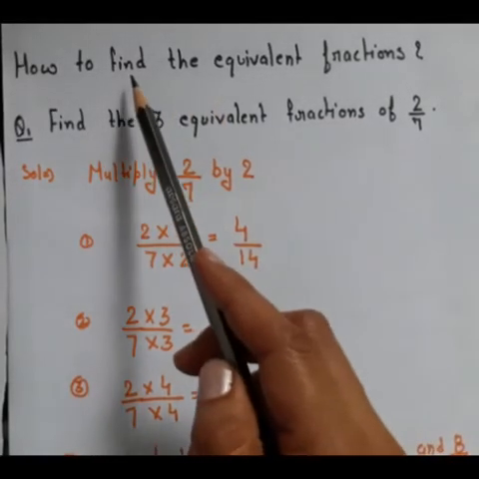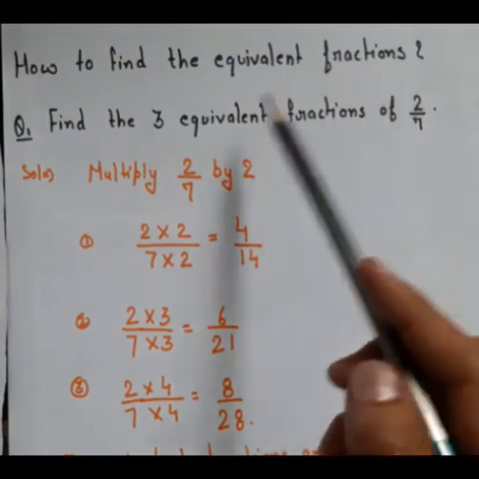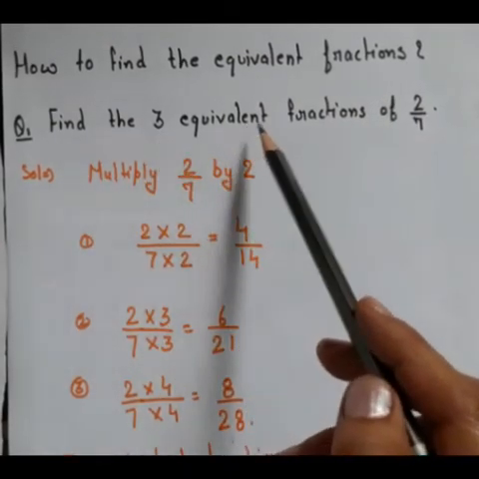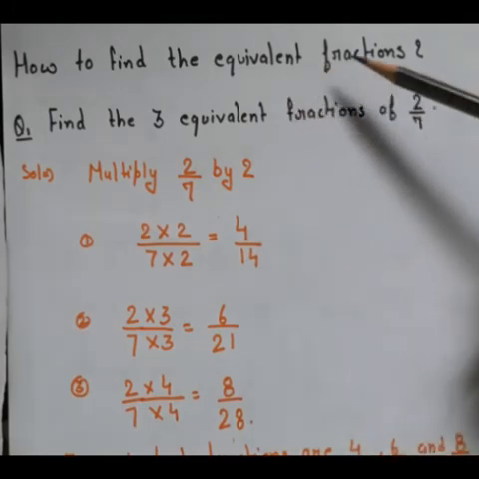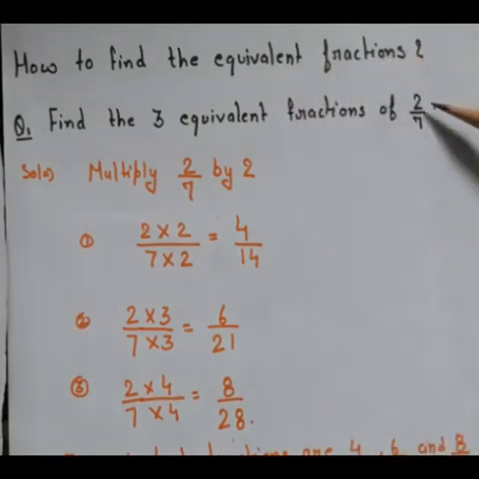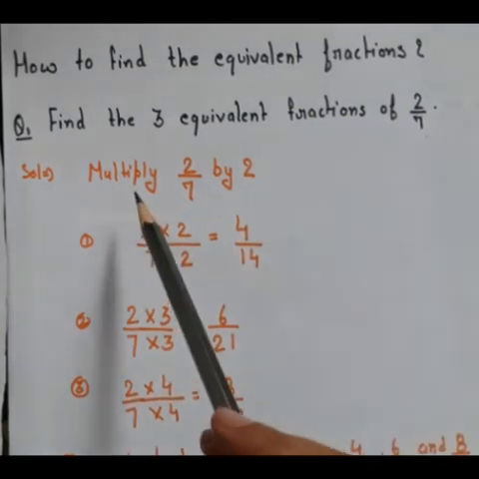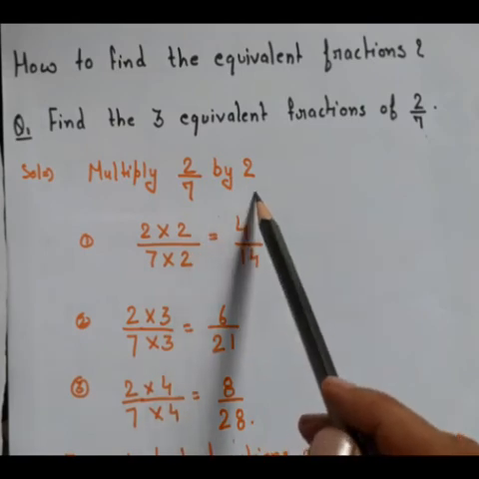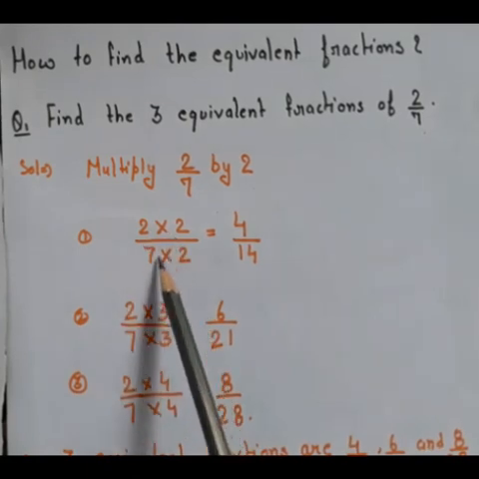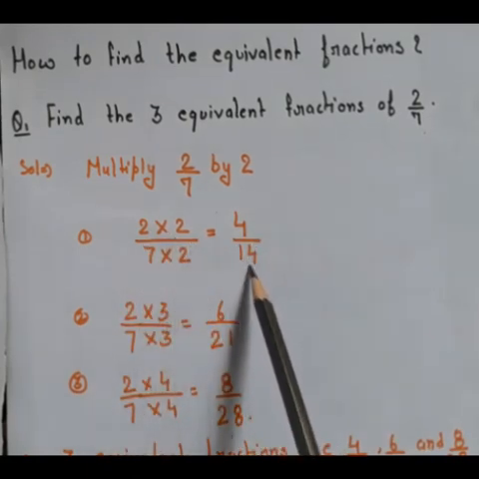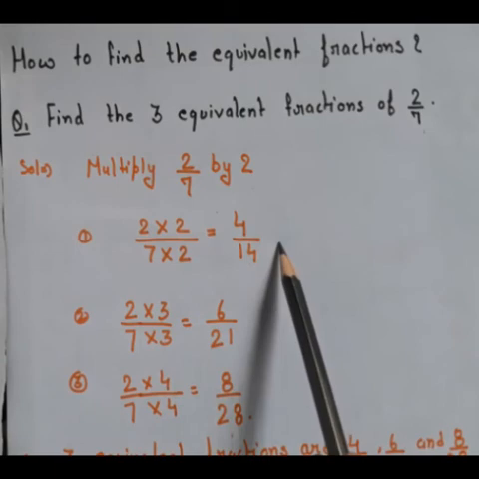Next we are having how to find the equivalent fractions. So your first question is find the 3 equivalent fractions of 2 by 7. Now when we have to find the equivalent fraction, what we do, we just multiply or divide both the numerator as well as the denominator of a fraction by the same number except 0 and 1. So I have done the multiplication, so I multiply 2 by 7 by 2. As I told you, except 0 and 1, so you will be starting with 2. So when I have multiplied my fraction by 2, I am getting 4 by 14. This is your first equivalent fraction.